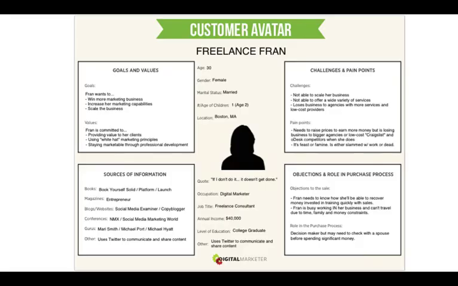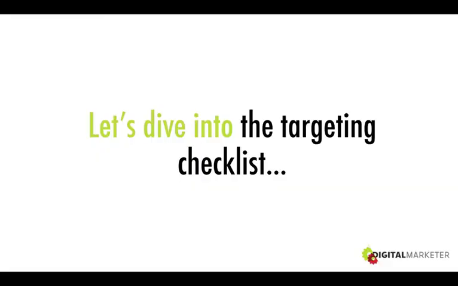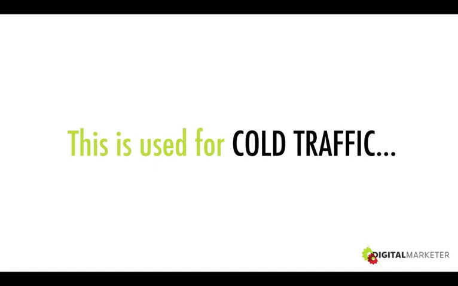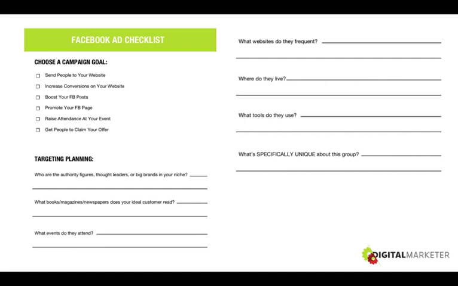If you take a glance into the resources section, you'll notice a targeting checklist. And this checklist is used for cold traffic, guys. So here's an image of the checklist. Again, you can find it in the resources section. But we're going to use this checklist when we're taking an offer to cold traffic, right? We're reaching out to people who don't know us. And this is very similar to the sources of information box on the avatar sheet, but it's very, very important that you do this planning, right?